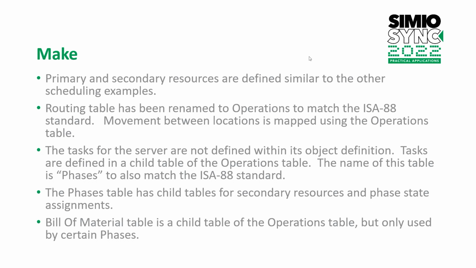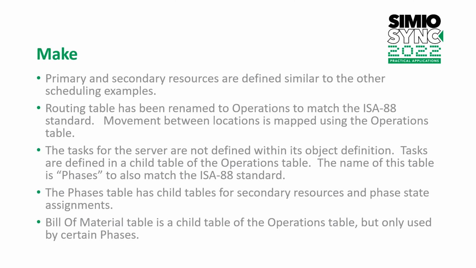The first component of the Make, Transport, Replenish template is Make. Make has both primary and secondary resources, similar to the other scheduling examples. The routings table in this example is renamed to operations to match the ISA 88 standard. It also has the movement being mapped from one location of an order to the next location.